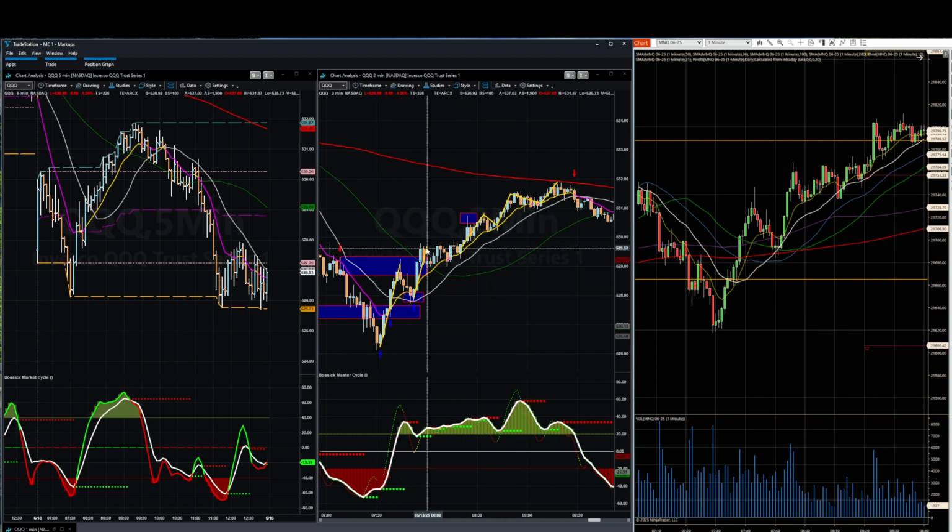But I'm expecting after this pullback, this next run should be as good as the initial run, right? We should at least see it finish similar to how it started. In fact, it did that and then some. So this was a really nice move, moving back into that narrow state.